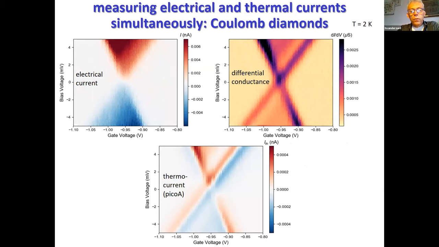What we now do is we go away from zero bias, and we measure the thermal currents at finite bias. Here you see the three different measurements that we do at the same time. We measure the electrical current on the top left. Then at the same time, we can calculate the differential conductance. And on the bottom, you see the thermal current measured at the same time.